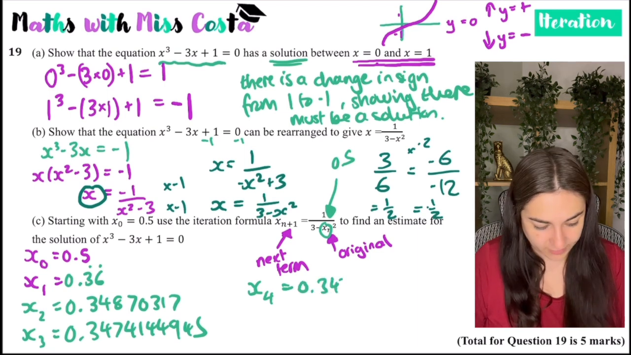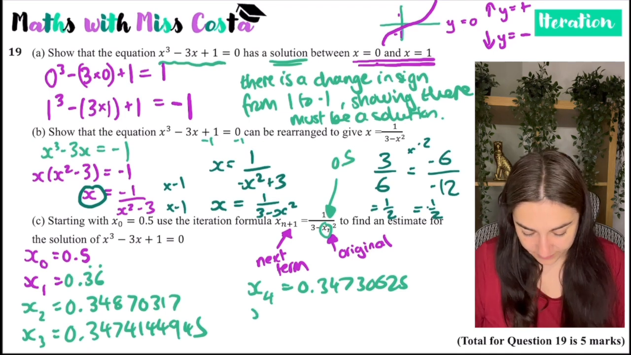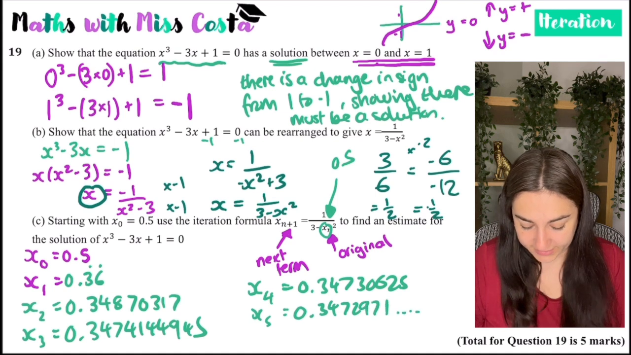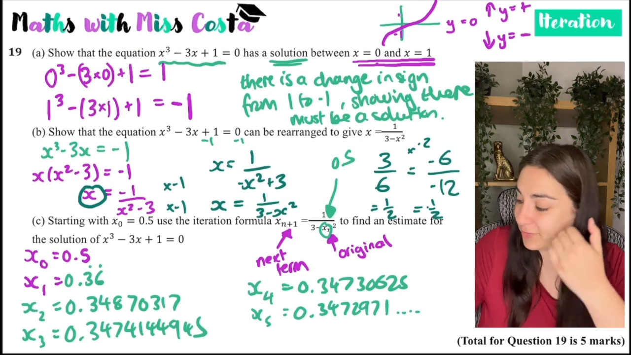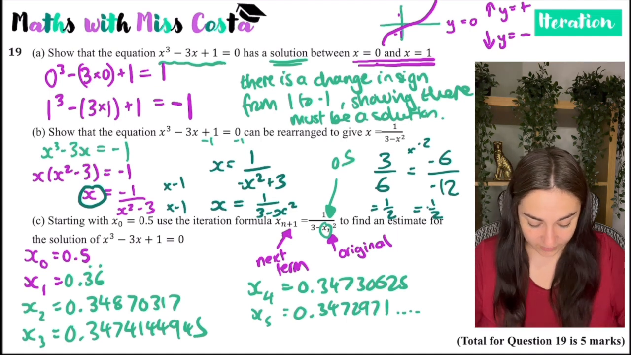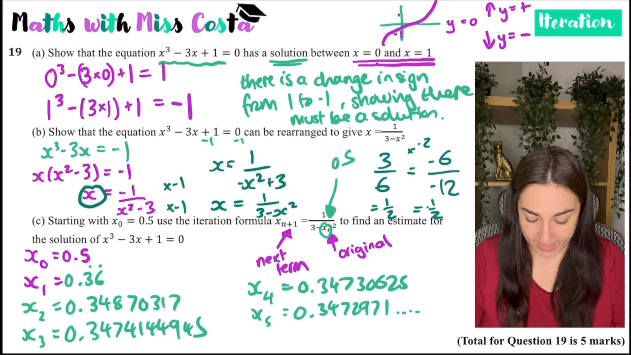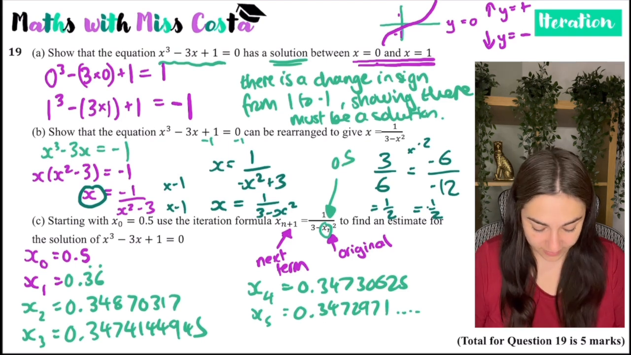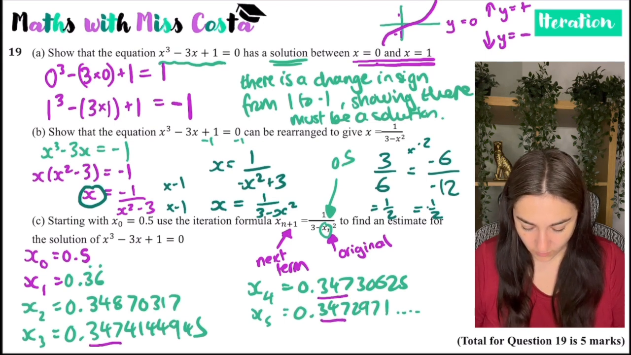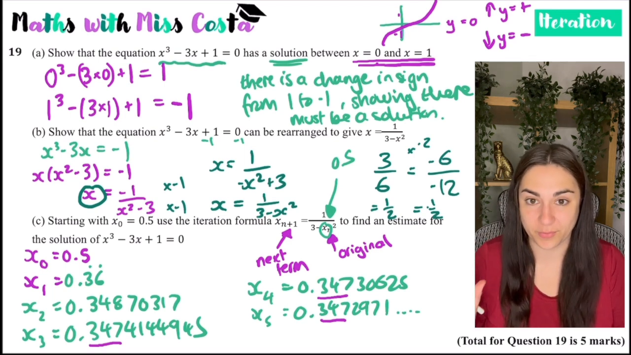x4 would be, let's press equals. Okay, 0.34730,625. Press equals again, and that is 0.3472971. So what you can see, and this is the cool thing about iteration, each time we're going to get closer and closer and closer to the solution. So what you want to do is get to a part where some of your solutions round to the same thing. So after the third term, we can see that all of my values are going to round to 0.347.